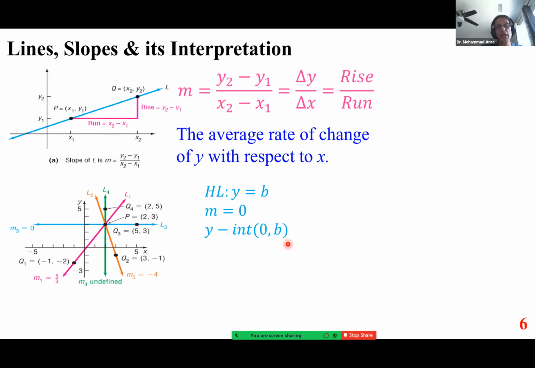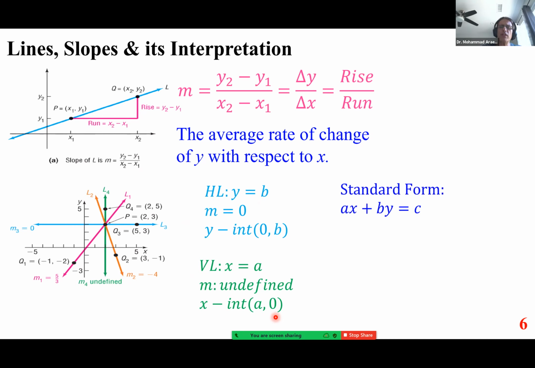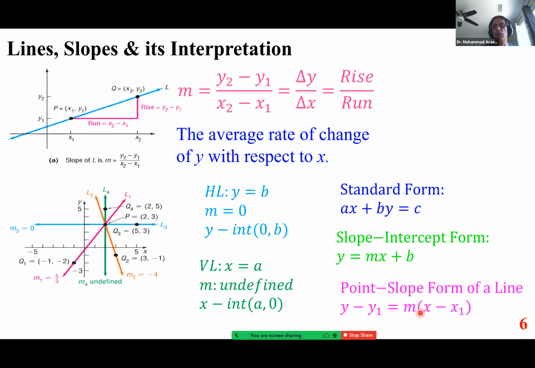Vertical lines, x equals a constant, slope is undefined, x-intercept at (a, 0). Different ways of writing a line: standard form ax plus by equals c. Slope-intercept form y equals mx plus b. Point-slope y minus y1 equals m times (x minus x1).